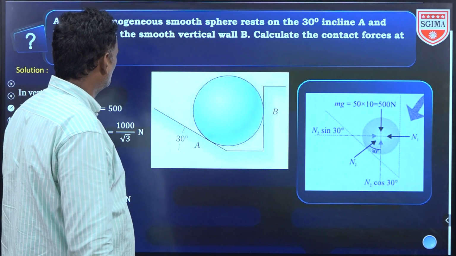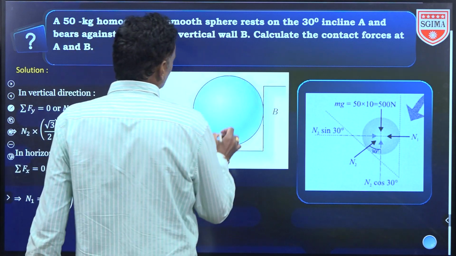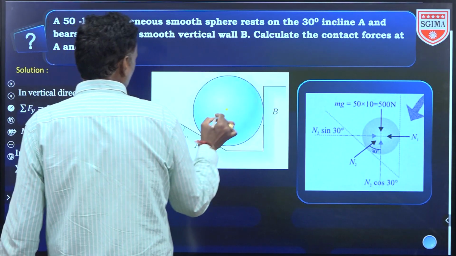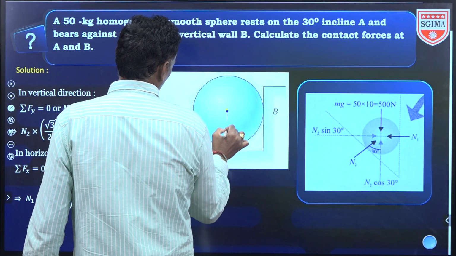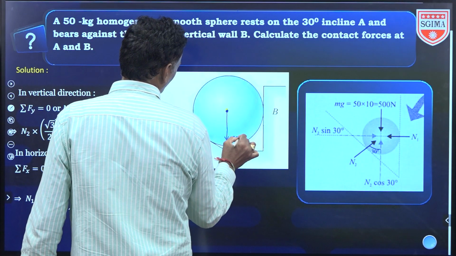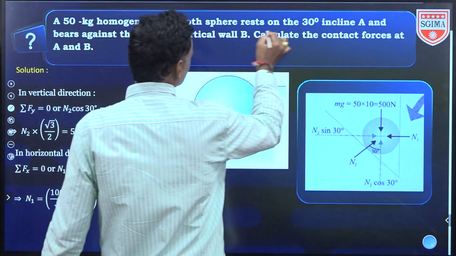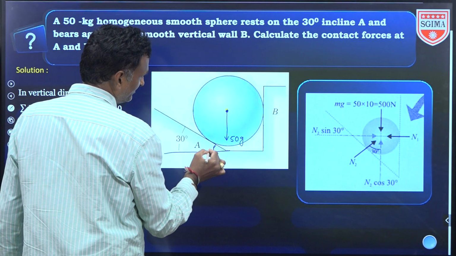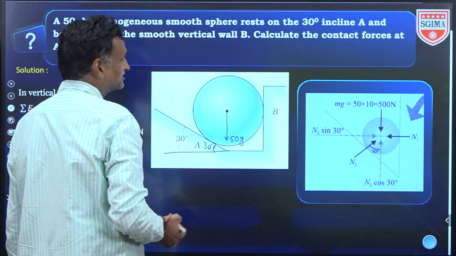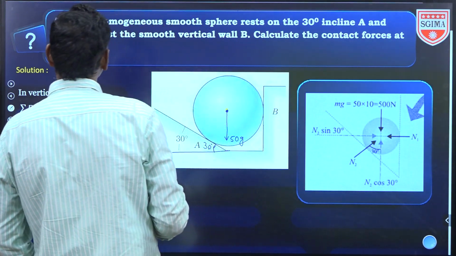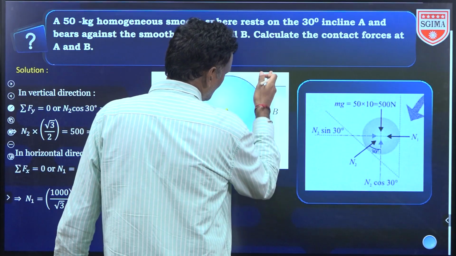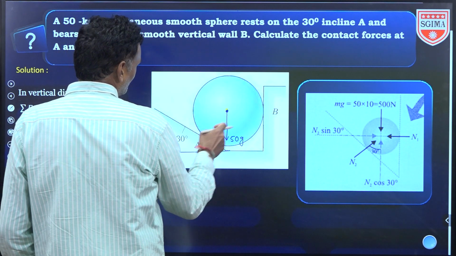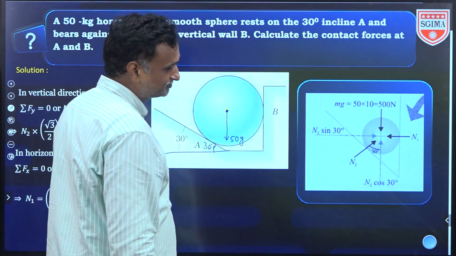A 50 kg homogeneous smooth sphere, okay. So here they have given a 50 kg mass, and vertically downward acts a 50 g weight force. It rests on an inclined plane of 30 degrees, so you can take this angle as 30 degrees, right? Incline A, and bears against the smooth vertical wall. Calculate the contact forces at A and B. So here they are asking to find the normal forces.